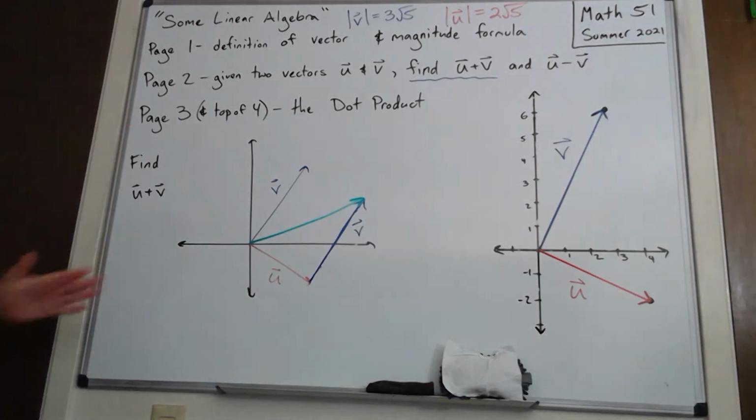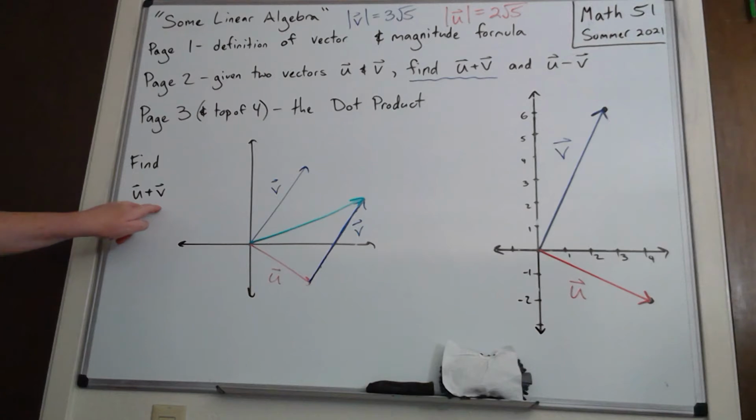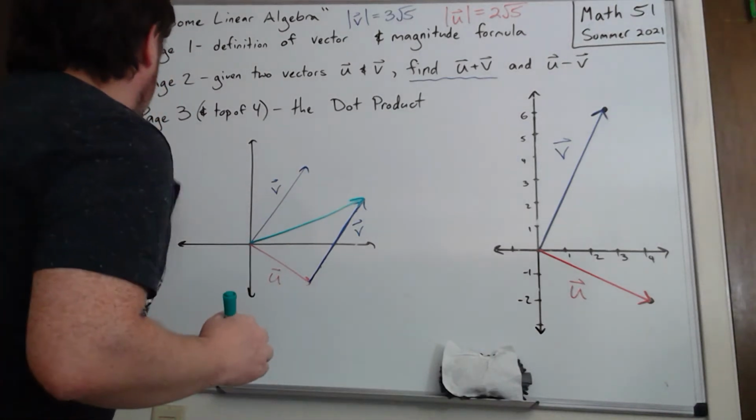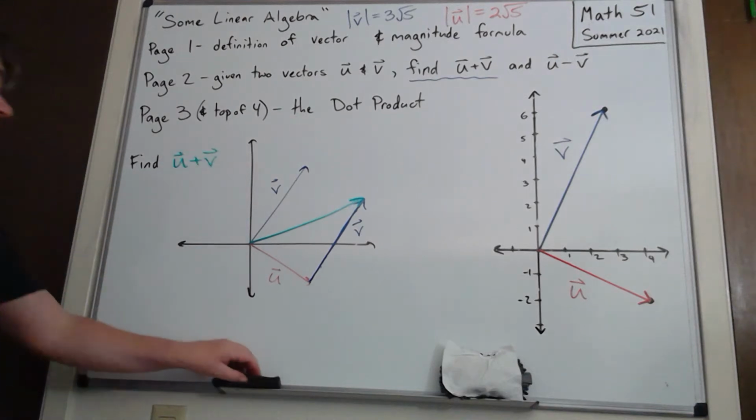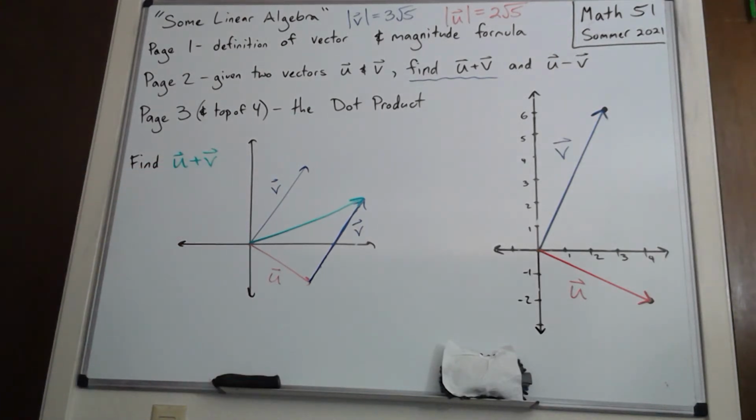And so that diagonal right there is u plus v. All right. Find u plus v. We did, right? Doing that in green right there. Okay. How did we do that mathematically?